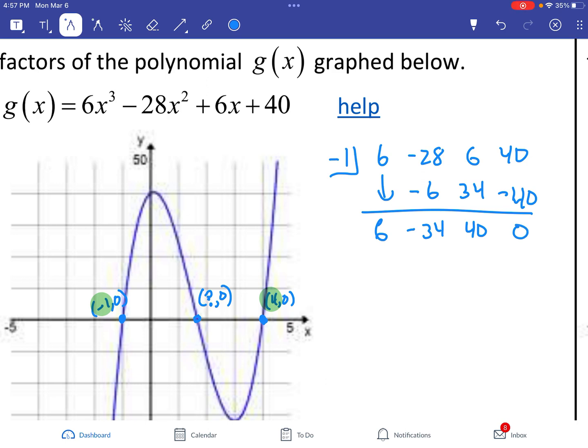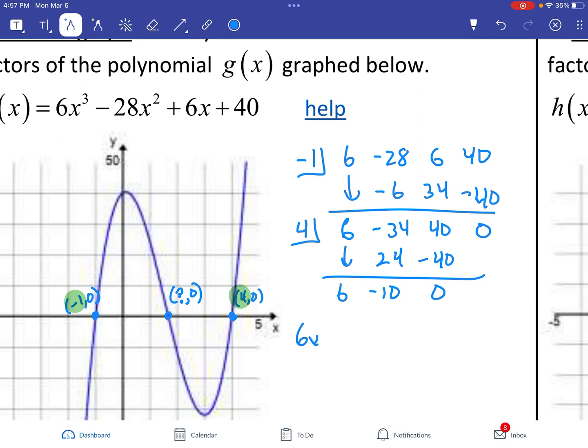Now I'm going to use my other term that we're given, which is 4. I'm going to do this again. Drop the first number to give us 6. Times 4 is 24. Add it up, we get negative 10. Times 4 is negative 40, which gives us 0. So now we know our third factor is 6x minus, it's an x minus 10.